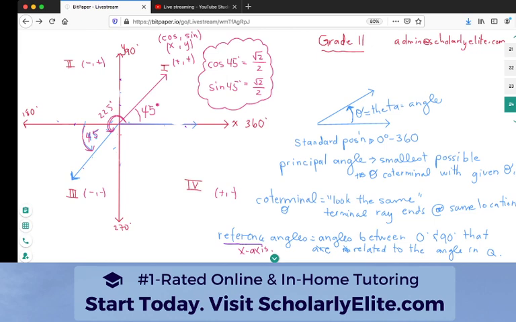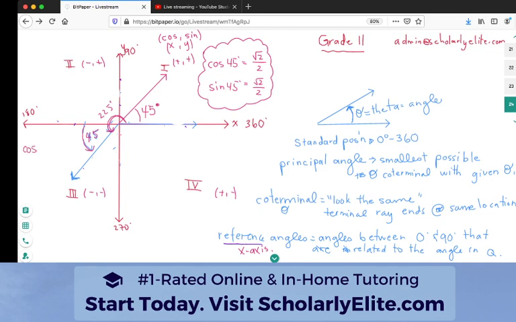Now in this case, both cosine and sine are positive because the reference angle is in quadrant 1, okay guys? It's important that when you're using your reference angle to determine the cosine and sine of the angle that you're discussing, which is your standard position angle, 225, that you remember what the quadrant tells you.